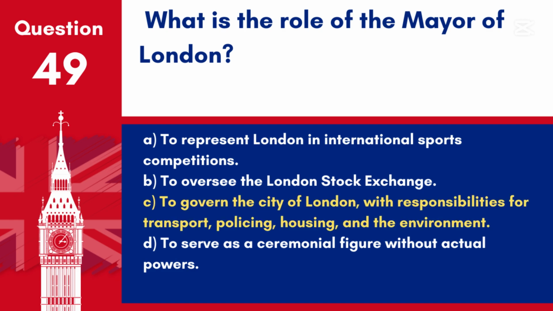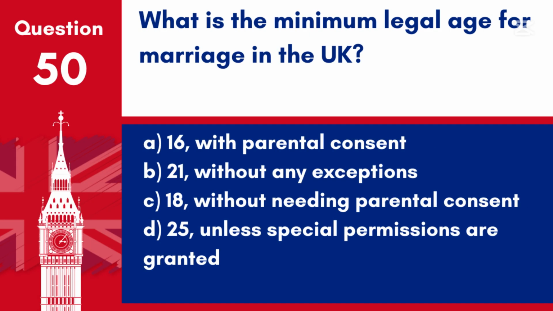Answer: C. To govern the City of London, with responsibilities for transport, policing, housing, and the environment. The Mayor of London has significant powers and responsibilities over key aspects of the city's public services and development. Question 50. What is the minimum legal age for marriage in the UK?